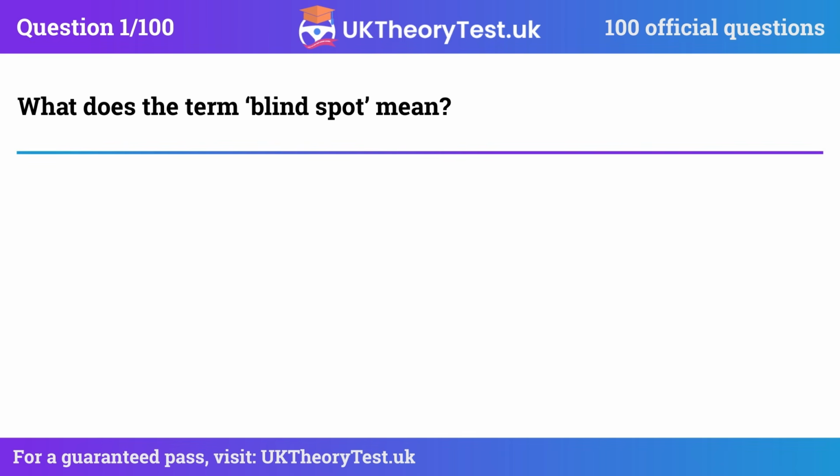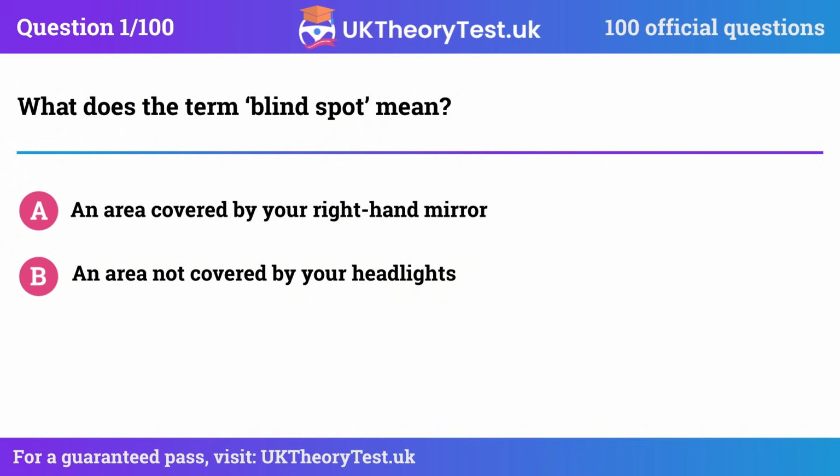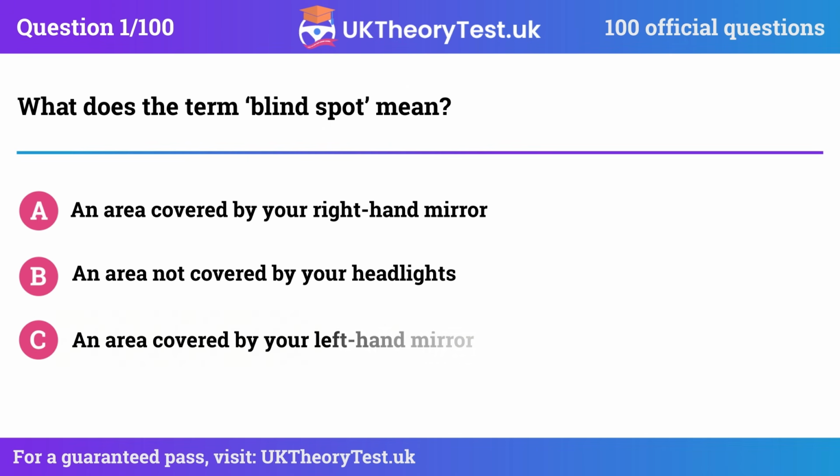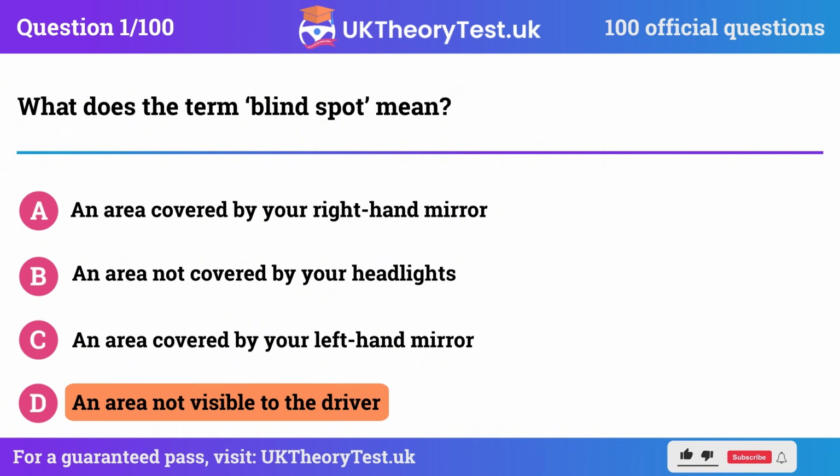What does the term blind spot mean? A. An area covered by your right-hand mirror. B. An area not covered by your headlights. C. An area covered by your left-hand mirror. D. An area not visible to the driver. The correct answer is D. An area not visible to the driver.